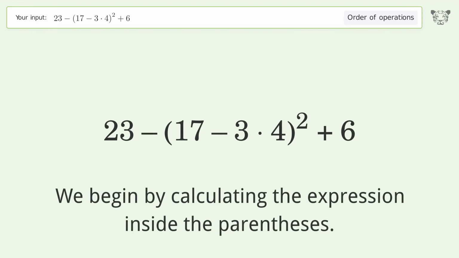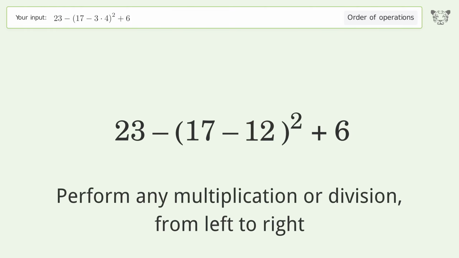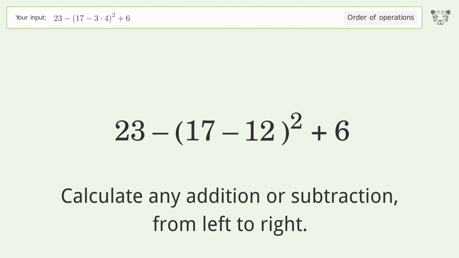We begin by calculating the expression inside the parentheses. Perform any multiplication or division, from left to right. 3 times 4 equals 12. Calculate any addition or subtraction, from left to right. 17 minus 12 equals 5.